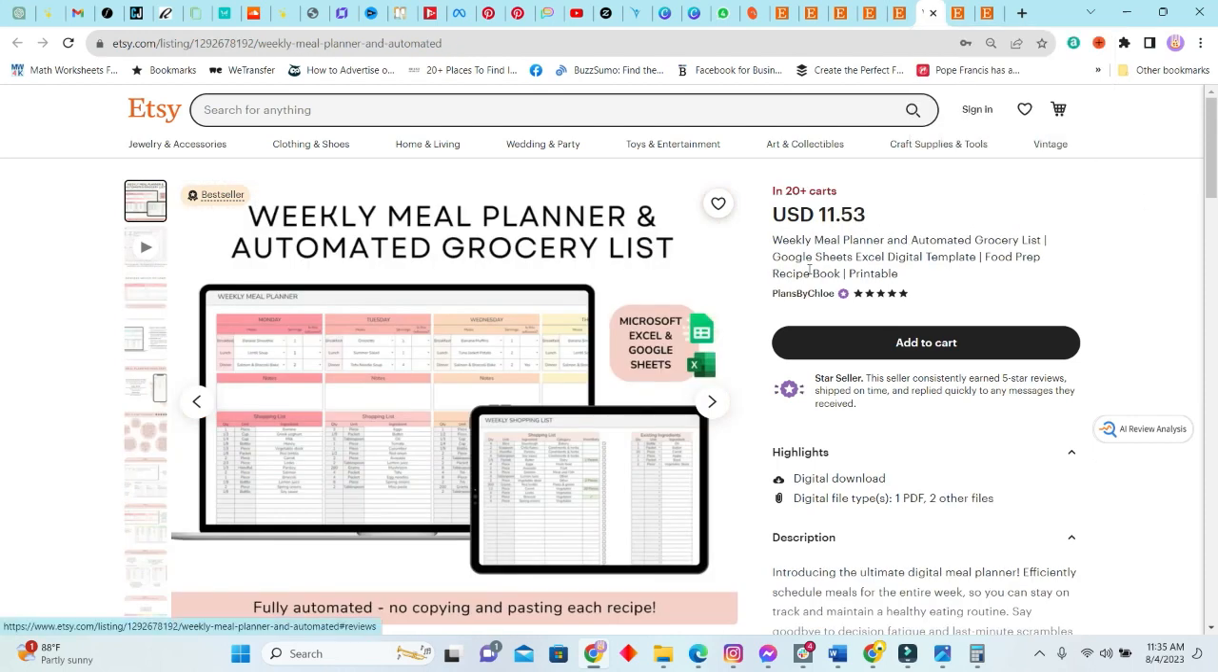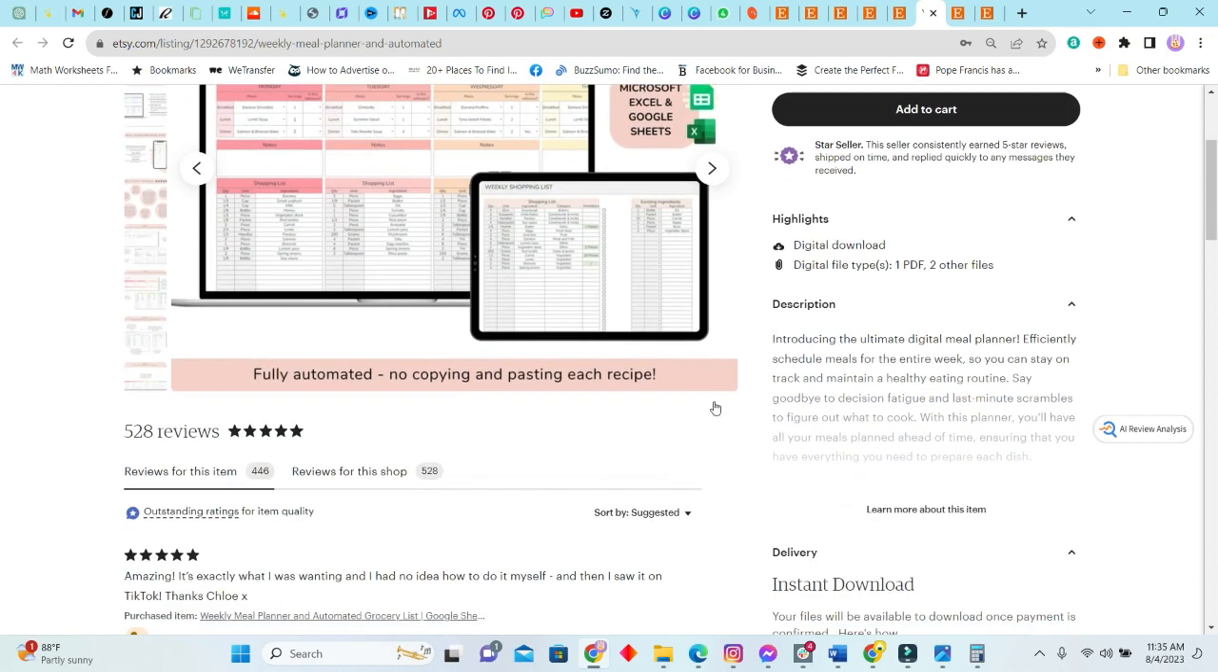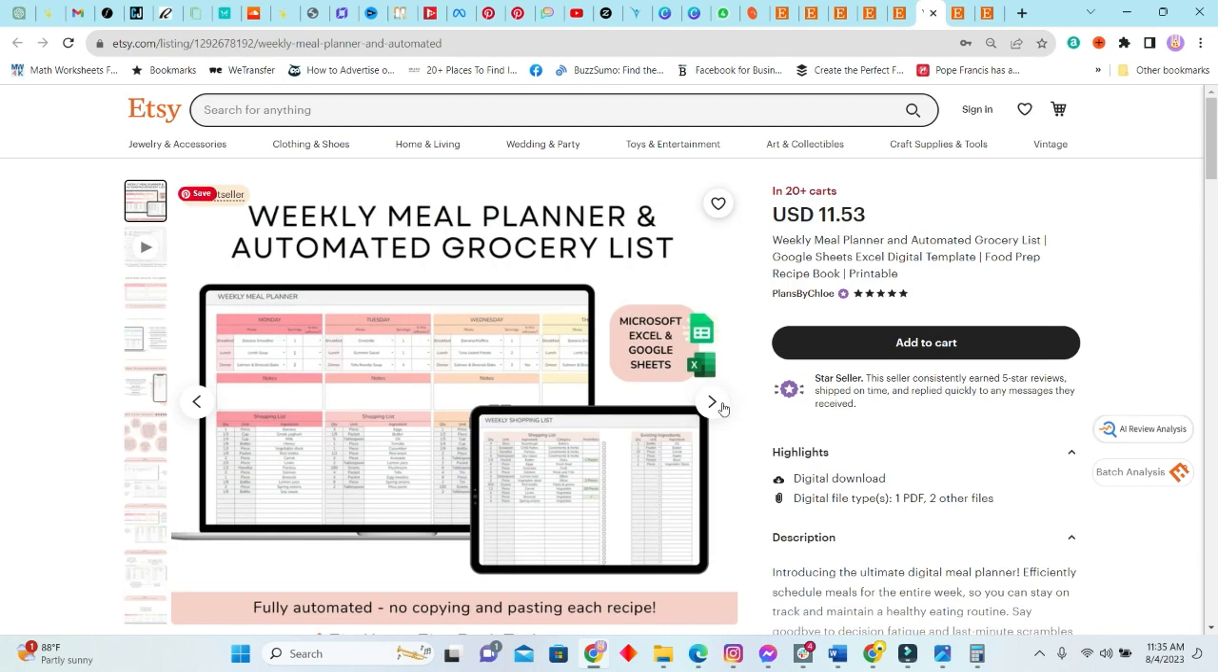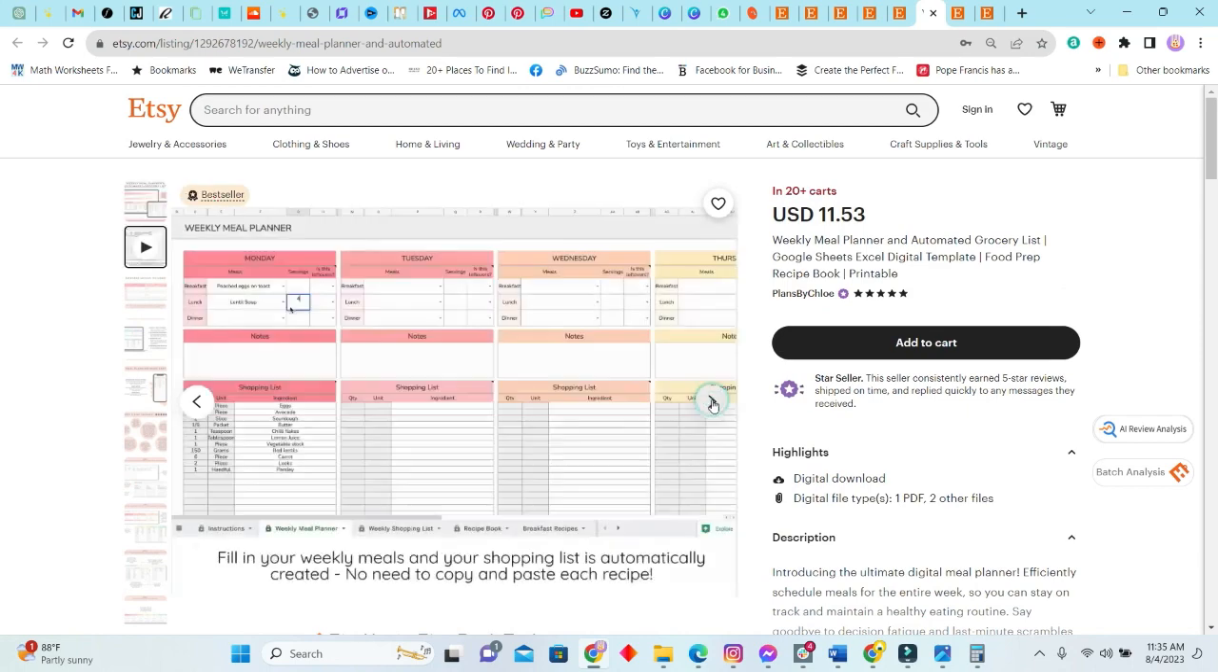So next we have the Weekly Meal Planner and Automated Grocery List. Okay. So this one, they said Microsoft Excel sheet and Google Sheet. So I think it had another one that also had a Google Sheet. And as you can see, this is also a bestseller and it's been sold for $11.53, right? So let us look at the listing before we move on.